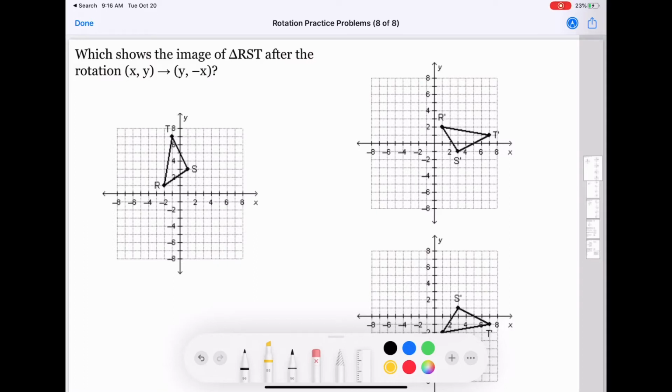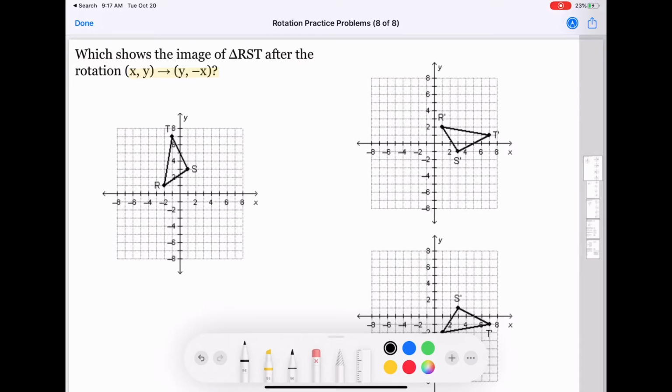Today I'm going to review briefly some rotation practice problems. Let's look at this first problem. This problem says, which shows the image RST after the rotation, and we have our mapping rule. This mapping rule tells us that we switch the x and y coordinates and then negate the x.